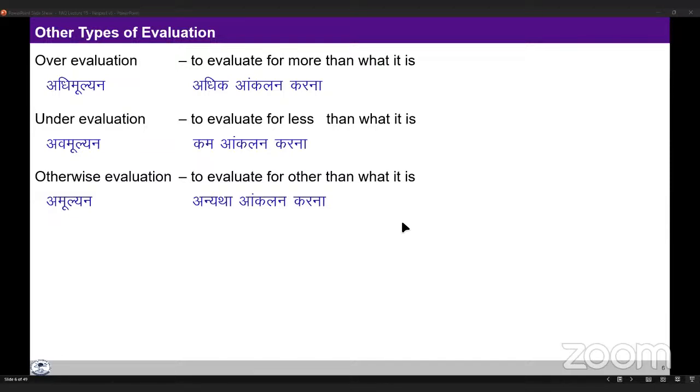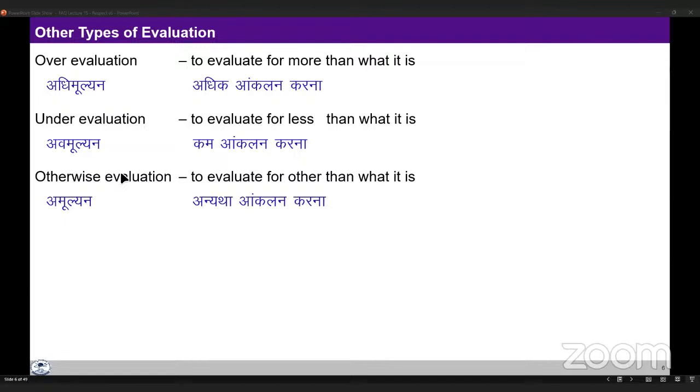Or if the student has not done anything, is not good at anything, you see the skill part of it, the student has not done well in his subject, and I say he's good for nothing. I evaluated less than what it is, because definitely I have not even paid attention. Maybe he is good at some things. Otherwise, I go ahead and compare him to something inanimate, or maybe an animal, like he's a donkey. If I say that, then we can say otherwise evaluation.